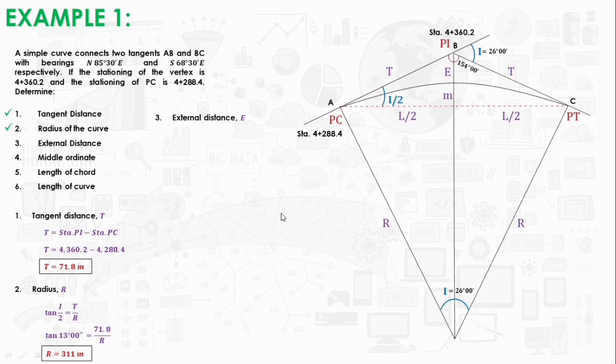So, we can use what? We can use the cosine function, and we can also use the sine function. So, try natin gamitin si cosine function. Diba? Cosine function is adjacent over the hypotenuse. So, therefore, cosine of I over 2 is equals to the adjacent side, R, divided by the hypotenuse. Ano si hypotenuse? R plus E. Or, the cosine of 13 degrees is equals to, given si radius R, 311, divided by 311 plus E. So, therefore, the external distance is equals to 8.18 meters.